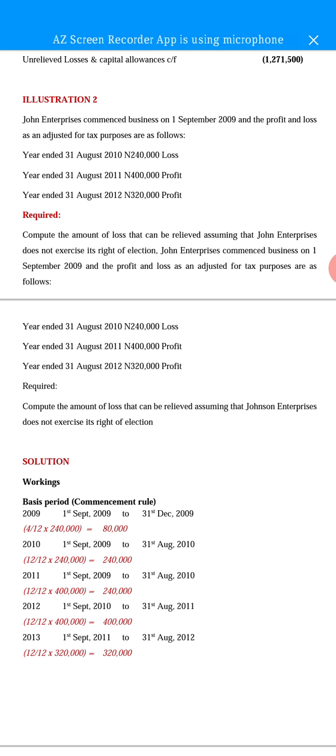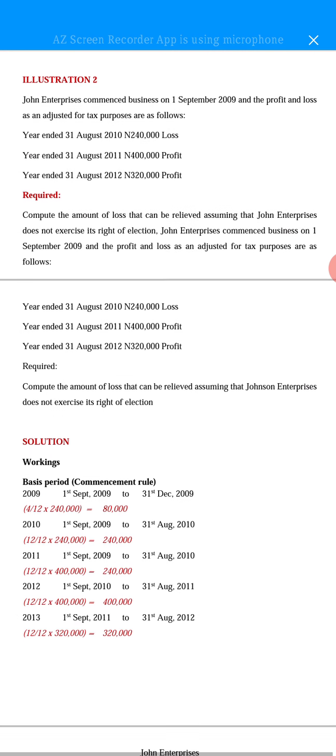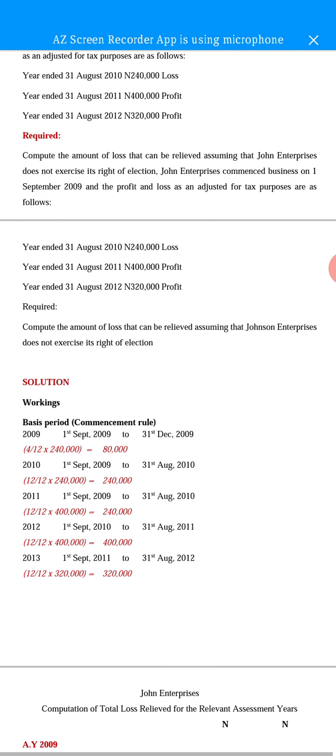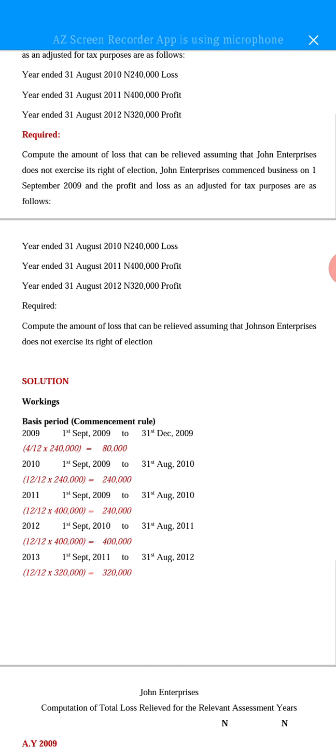And right of election, that's where the business could either decide to go by actual year basis or preceding year basis. So here we are told that John Enterprises does not exercise its right of election. So we have here the adjusted profit and loss. Required: compute the amount of losses that could be relieved, assuming that John Enterprises doesn't exercise its right of election.